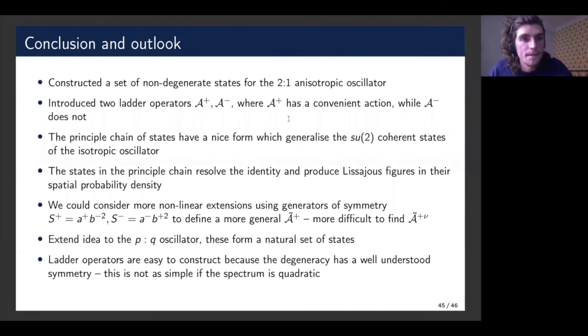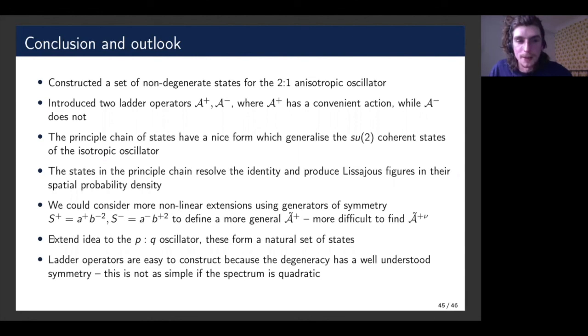And in terms of what needs to be done or what could be done, we can consider more general forms of these A plus. We know that, for example, the generators of the symmetry for the degenerate energy levels are given by these A plus B minus squared or A minus B plus squared. And so we could imagine, for example, defining a more general, I call it A tilde here, to define more general nonlinear coherent states. But in principle, finding the binomial expansion, or the expansion of A plus to the nu, becomes considerably more difficult.